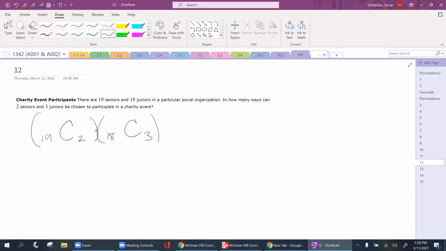Let's go ahead and select that. So 19C2, I get 171, times 18C3. This is 816. And 816 times 171 gives me a lot of different ways that can be chosen. So that is 139,536. Okay, let's go ahead and move on to the next problem.